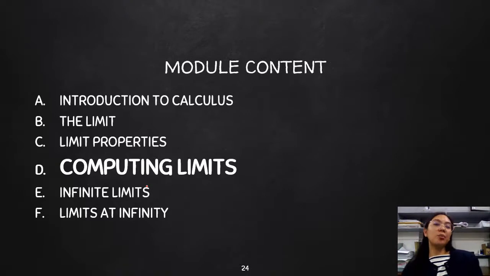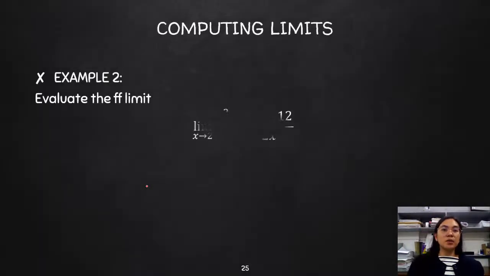So let's go now to the computation of your limits. So let's try to evaluate the limit of the following. You have the limit of the function x squared plus 4x minus 12 all over x squared minus 2x as your x approaches 2.